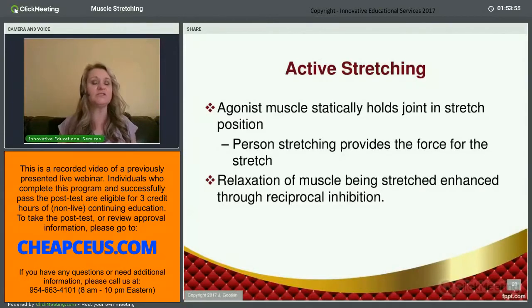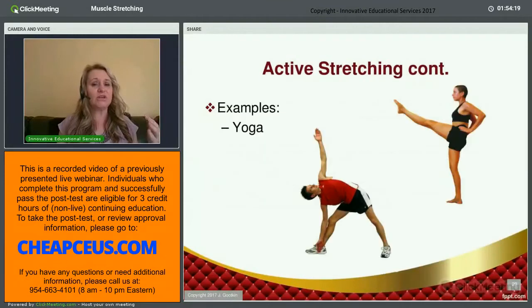stretch. It's not a self-stretch, because self-stretch and manual stretching implies that the patient is relaxed. There's no muscle contraction involved. Active stretching is going to involve the patient moving their joint into a position. They're going to hold that position in order to allow muscle lengthening to occur. And the best example, if you think active stretching, consider yoga.